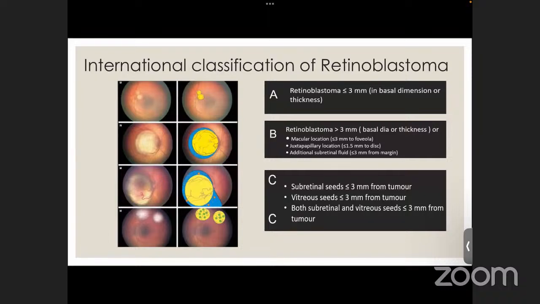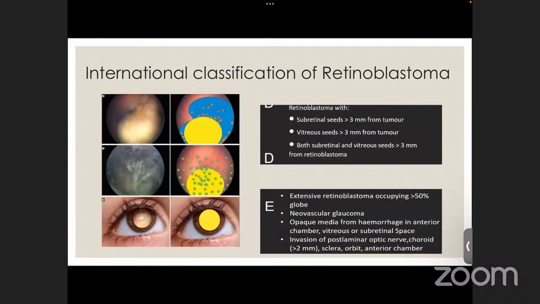Then if the tumor has seeds, and those seeds can be subretinal or vitreous within 3 mm of the tumor border, that comes in category C. And if the seeds are distant, diffuse, more than 3 mm from the tumor border, it will come in category D. In group E, we have the advanced retinoblastoma, like extensive retinoblastoma occupying more than 50% of the globe.